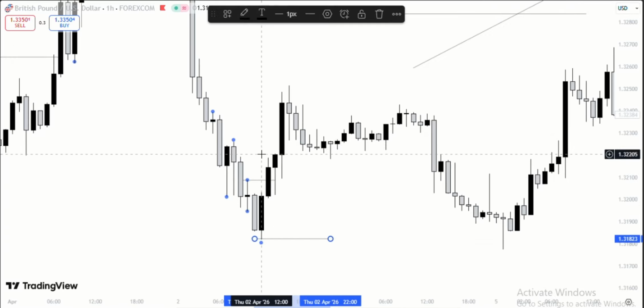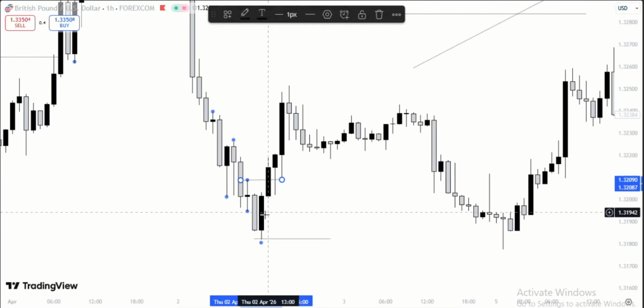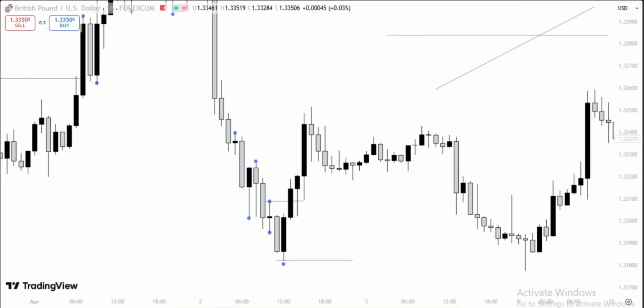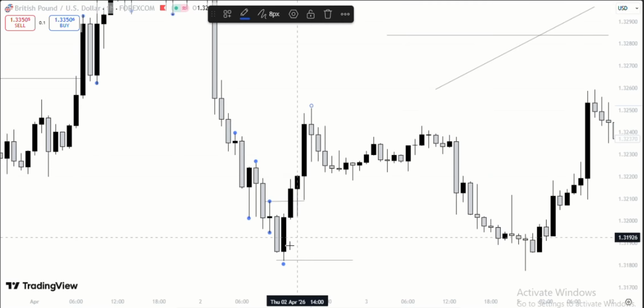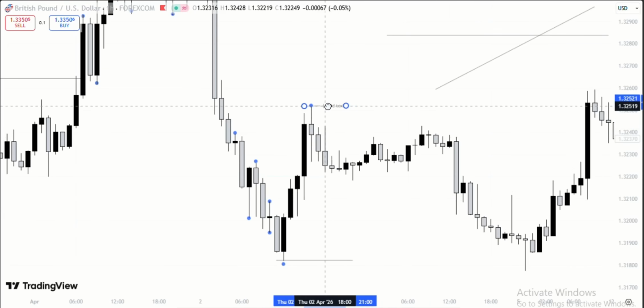Okay, so this is the low, and then this is the high. So which did the market break first? The market broke this high first, and where is the highest point price went to? It's this point right there. And then where is it coming from? It's coming from this low. So we leave it at that, and then that's how you keep on doing it.